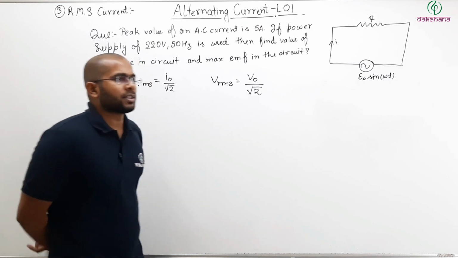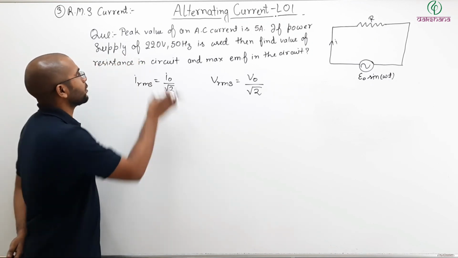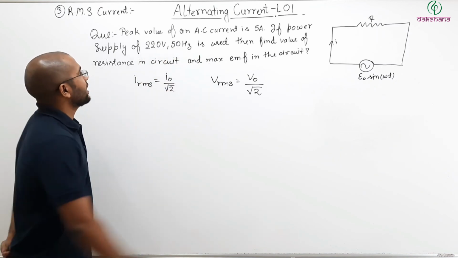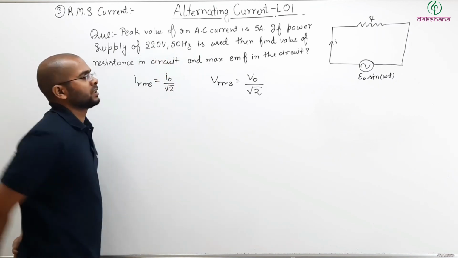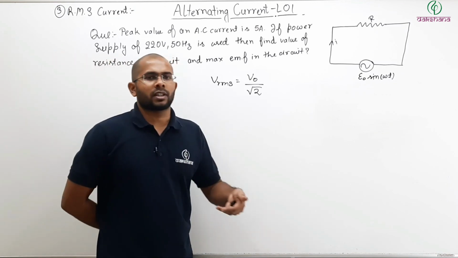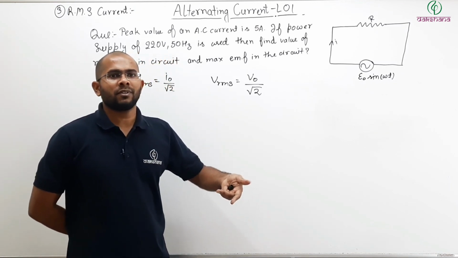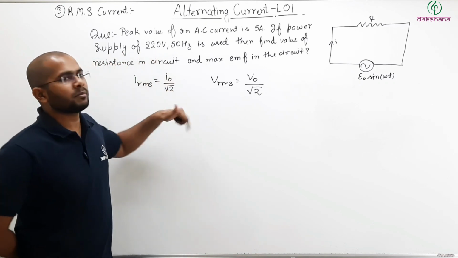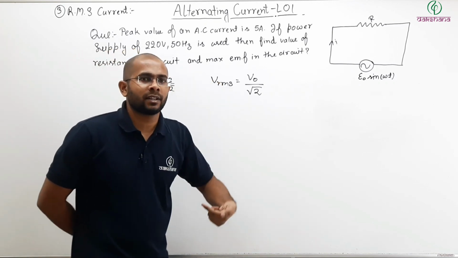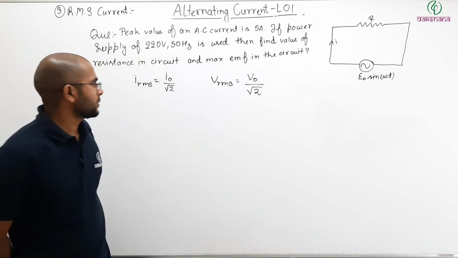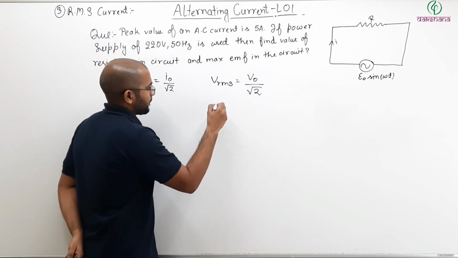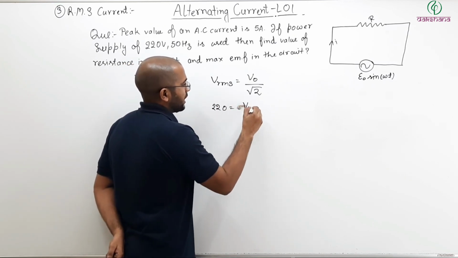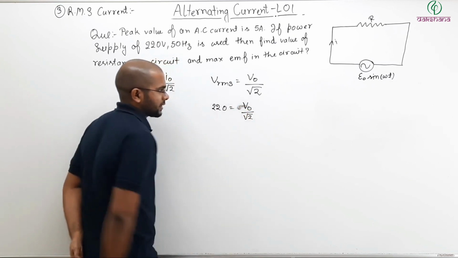So when you talk about supply in your homes, it is written like this, 220 volt 50 hertz. Then what is this 220 volt? This is maximum EMF or this is VRMS. So this 220 volt is nothing but VRMS. Why it is VRMS? We will talk about that. So VRMS is 220. So 220 is nothing but your V0 divided by root 2.